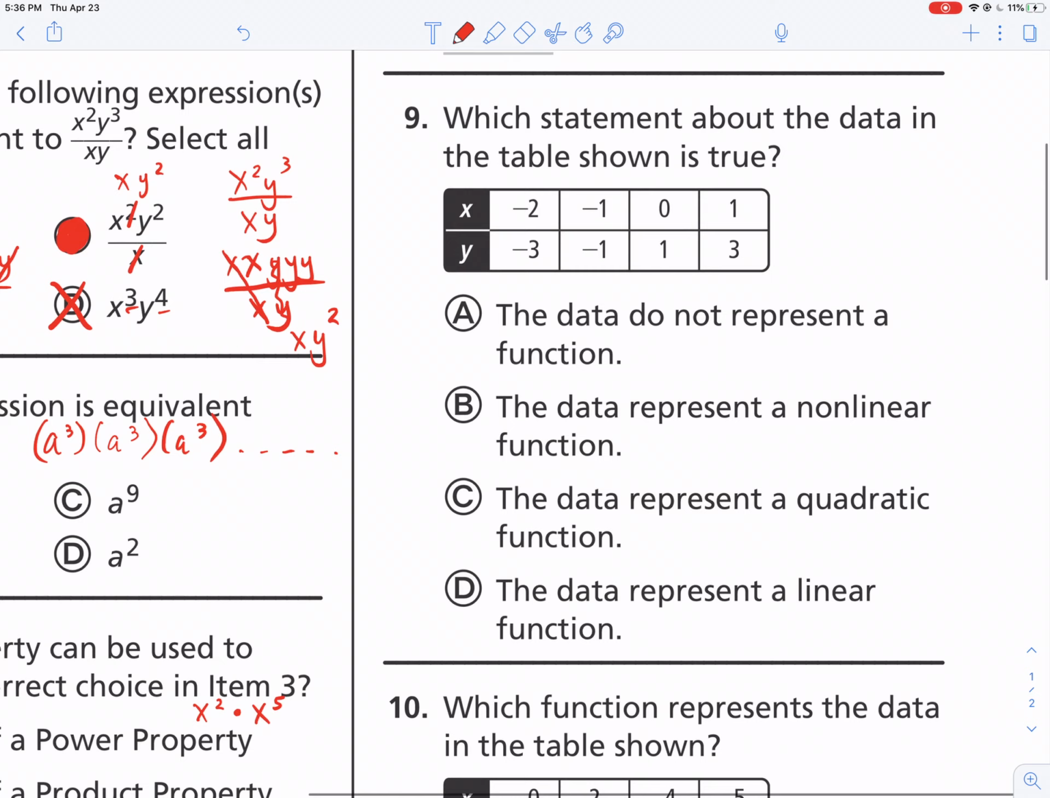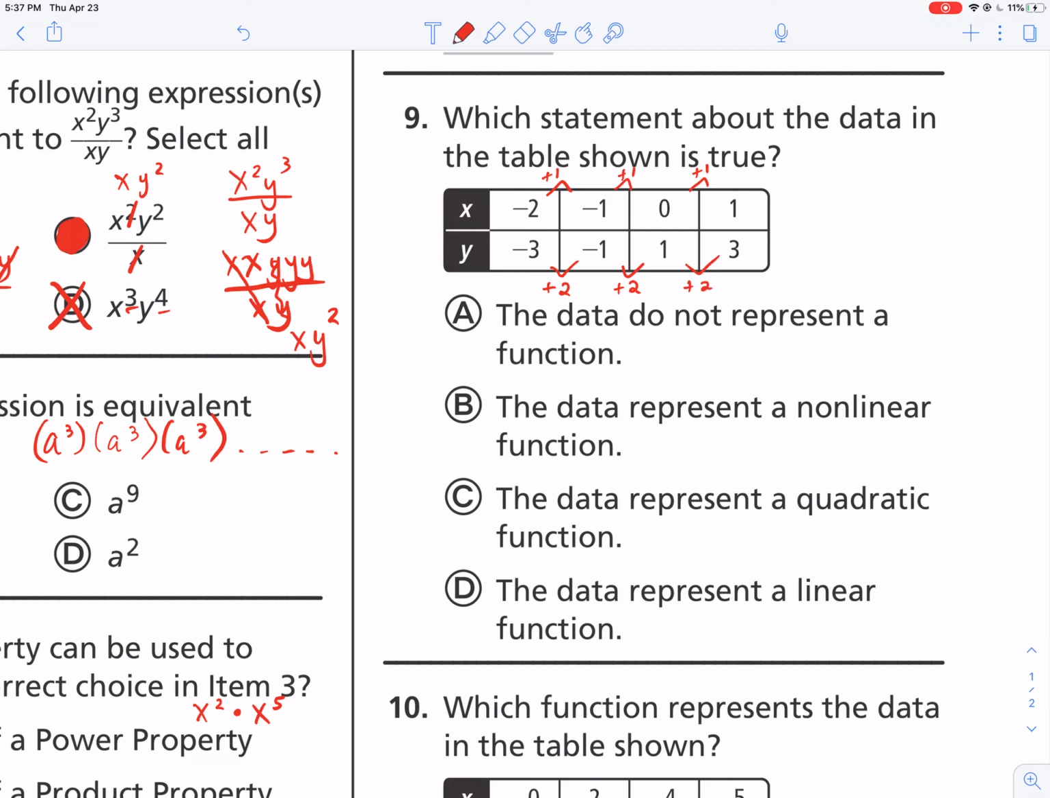Number 9 says which statement about the data and the table shown is true. So if I go from -2 to 1, I add 1, I add 1, I add 1. And if I go from -3, so for my x's, I see that it's 1. So if I see how much the y's change, that's going to give me my slope, or tell me how they change, if it's consistent, if it's inconsistent, and it tells me what type of function. So if I go from -3 to -1, I know I'm going up, and I'm going up specifically by 2. If I add 2, does it work for this one? It does. And if I do 1 plus 2, I also get 3.